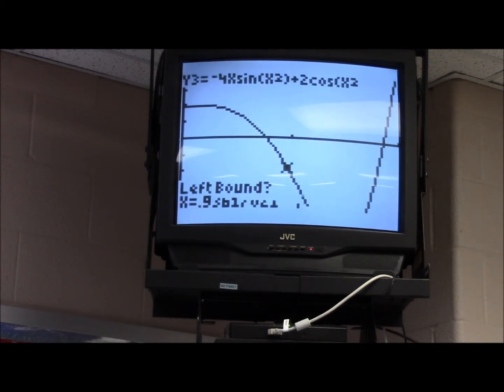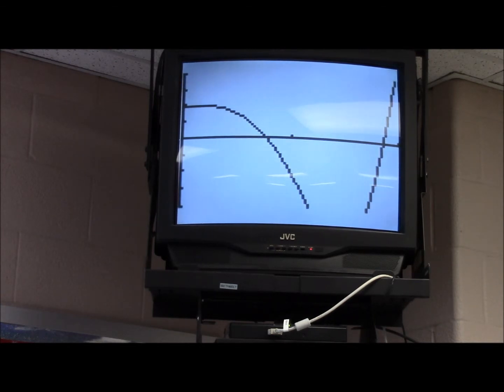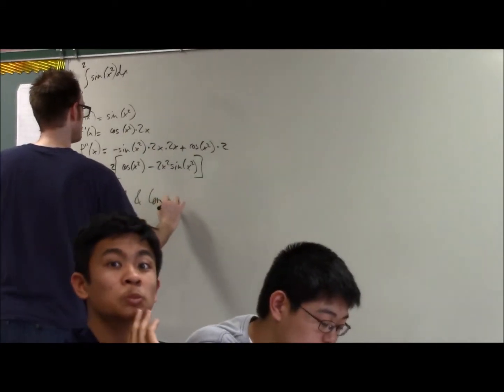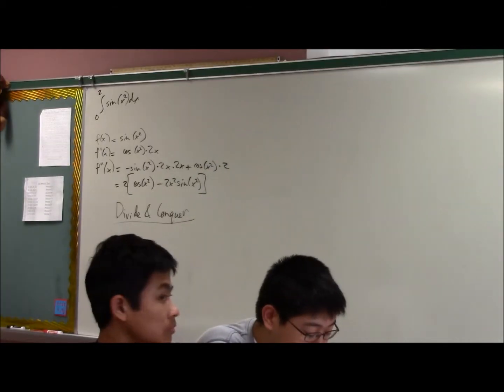And while he's doing that, does anyone have an idea, even though this function changes concavity, of a way we could still get an upper bound and a lower bound on this thing? You could split it up. Michelle says split it up. Yeah, this is like divide and conquer, right? The divide and conquer method says split this interval up into subintervals.